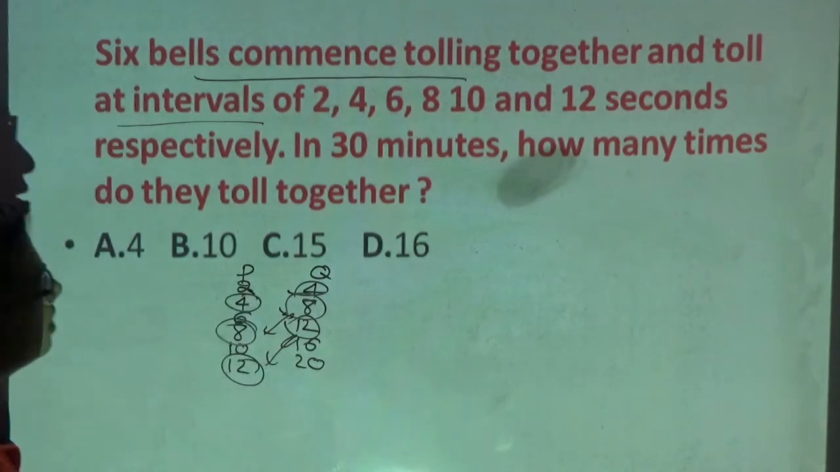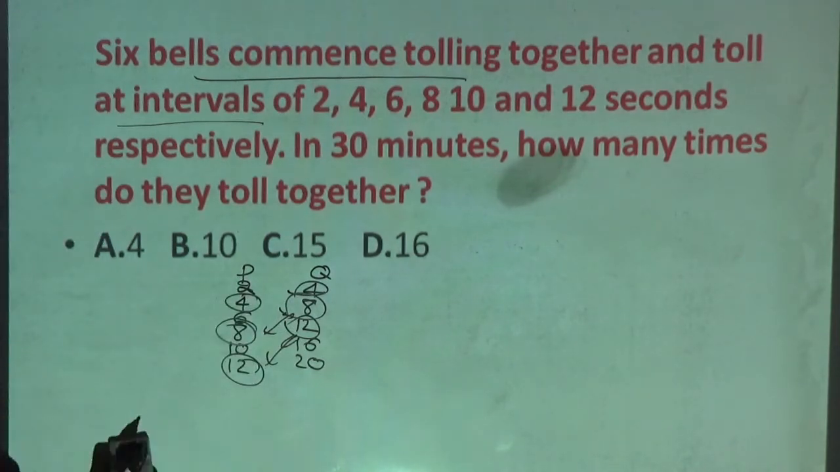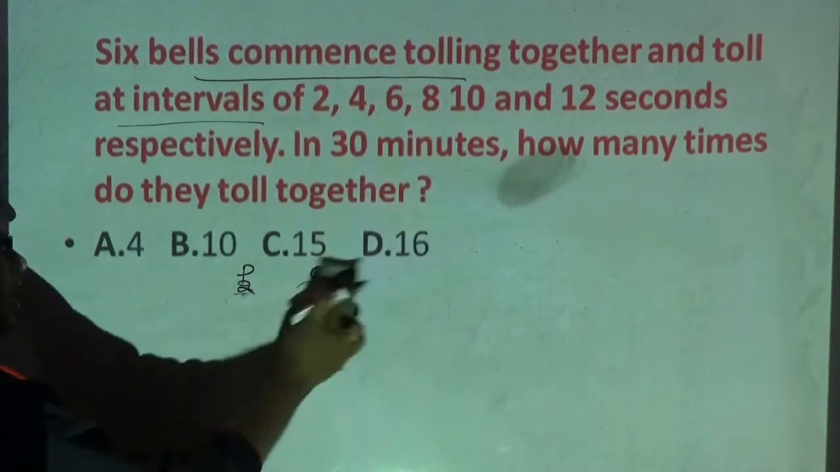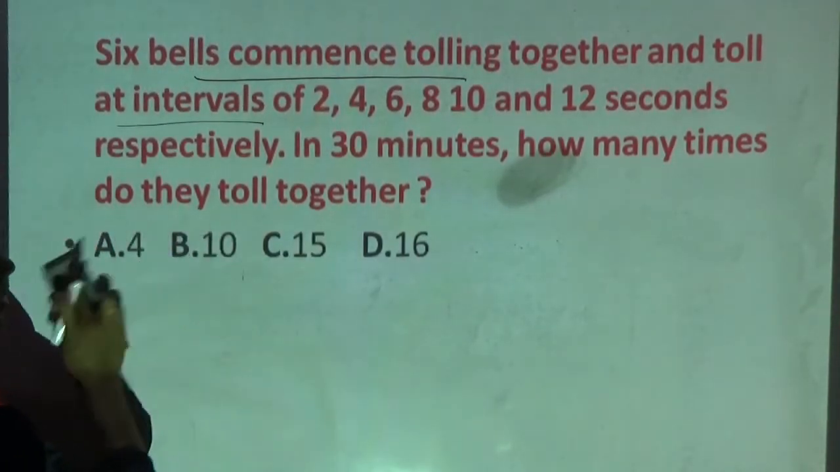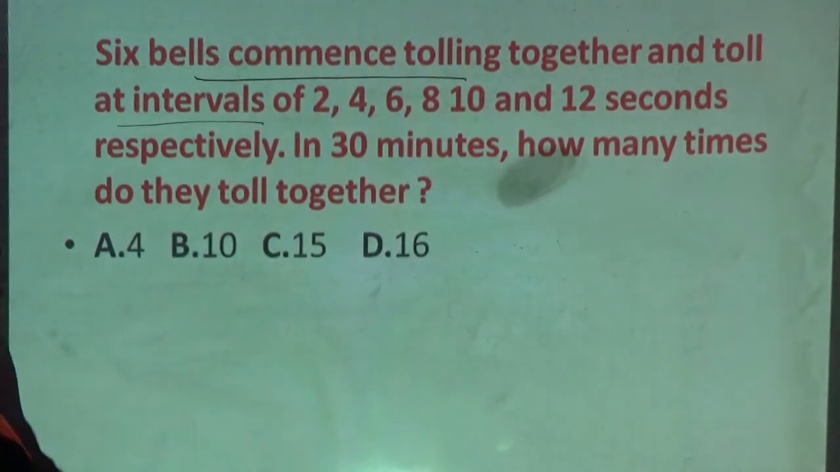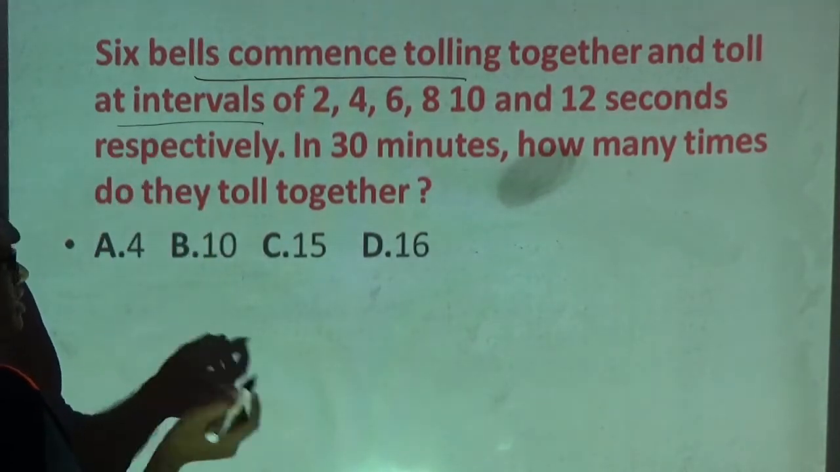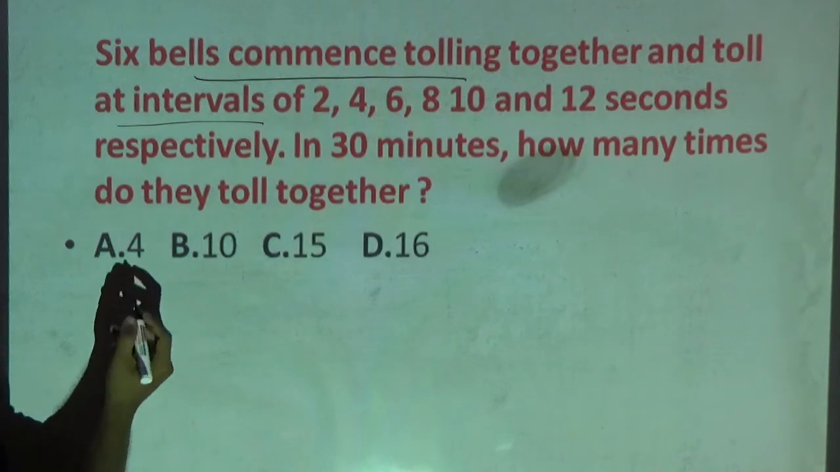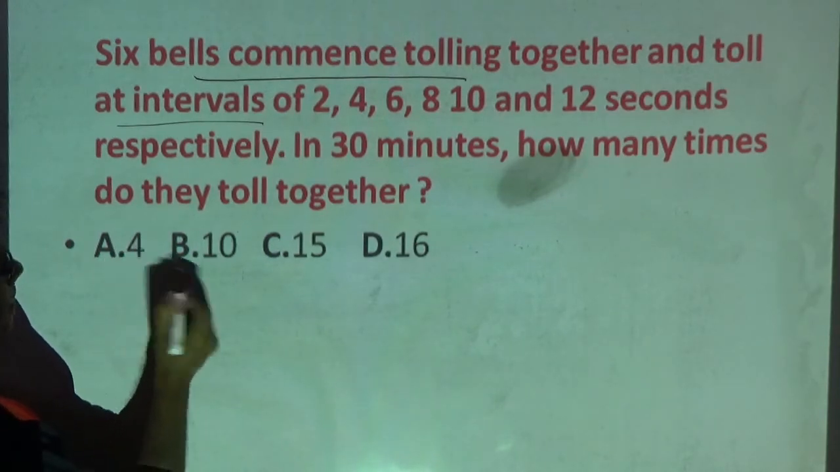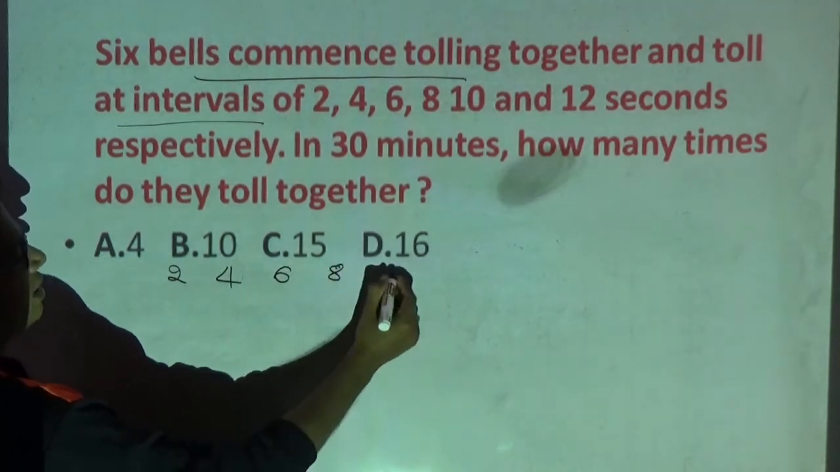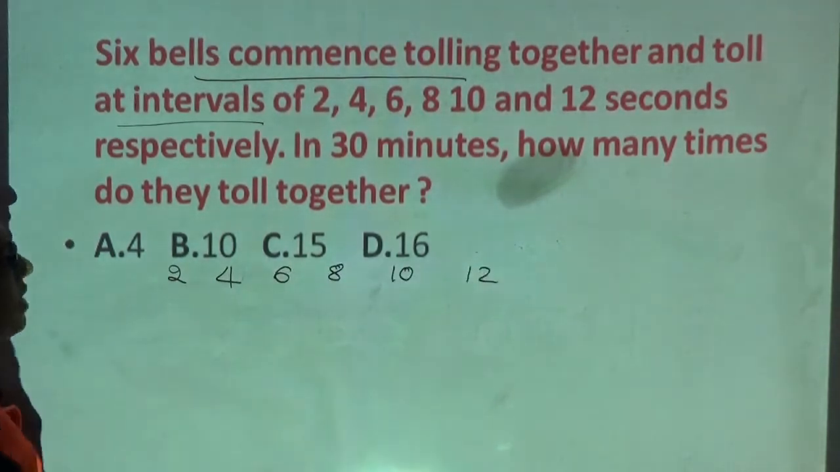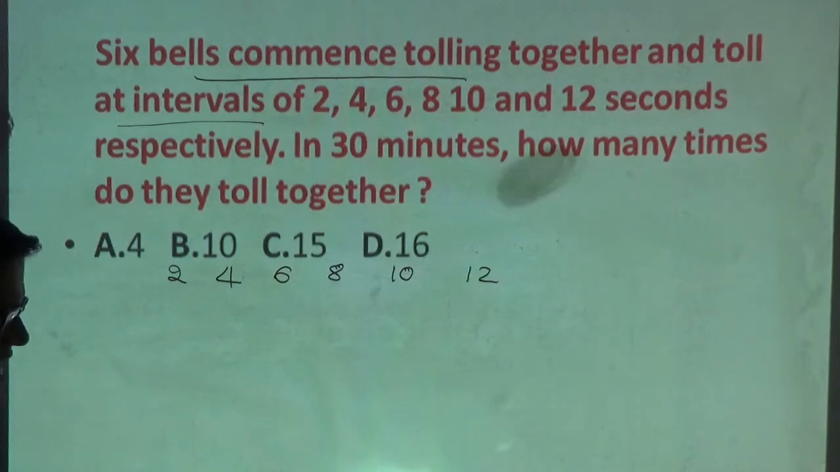Now what am I finding? I am finding the LCM, correct? Similarly here, they have given 6 tolls. Each bell is tolling at 2, 4, 6, 8, 10 and 12 seconds respectively. Now what do I need to find out? I need to find the LCM. So how to find the LCM using my shortcut trick?